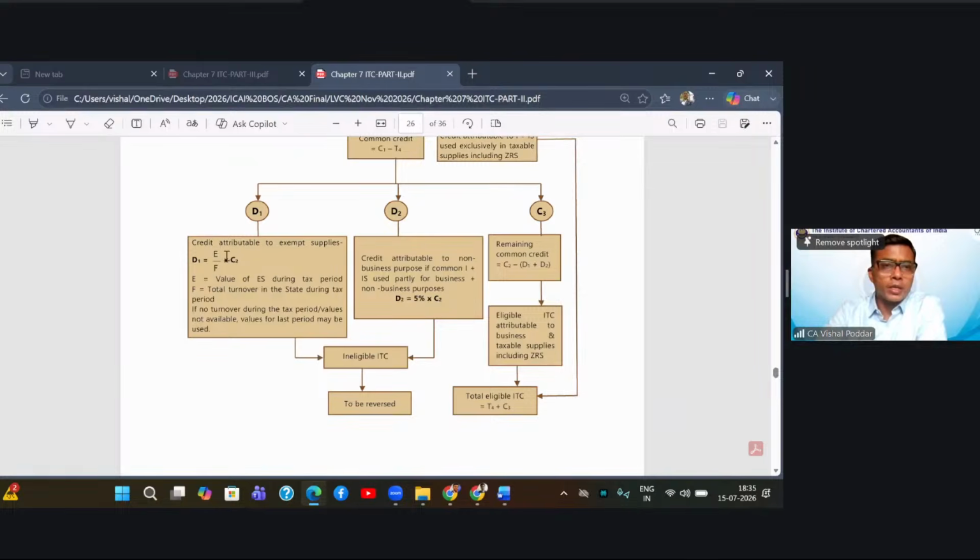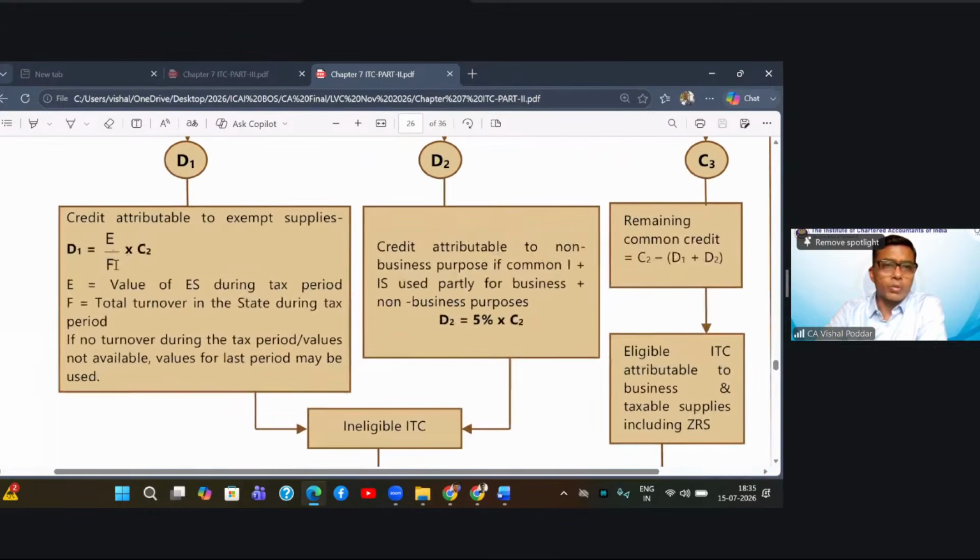So how will you find that? So take the figure of C2. So what was C2? C2 was the common credit after reducing all the exclusive four items. Multiply this common credit in the numerator by exempt supply and in the denominator divided by total turnover. So E represents value of exempt supply, F represents value of total turnover.